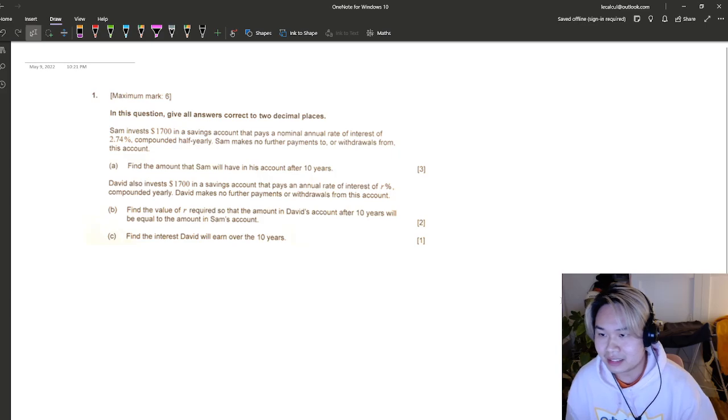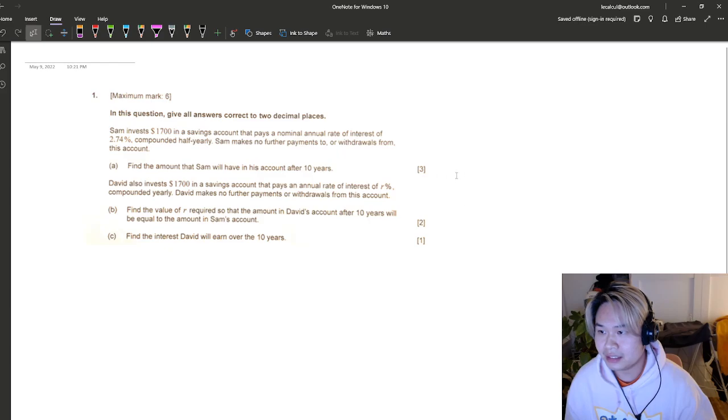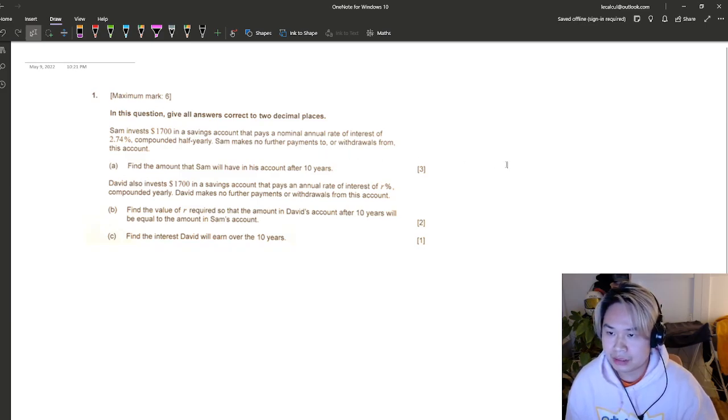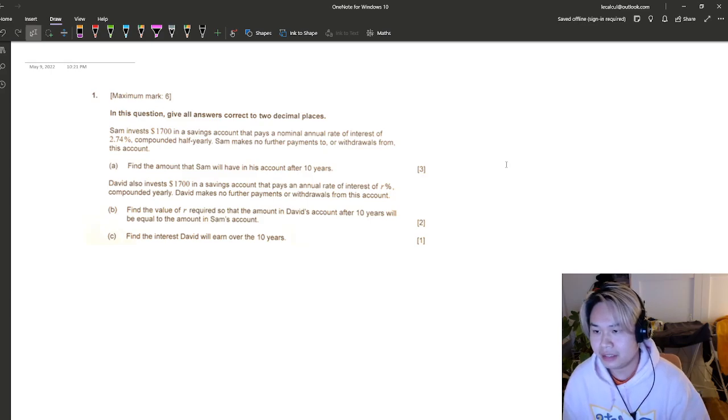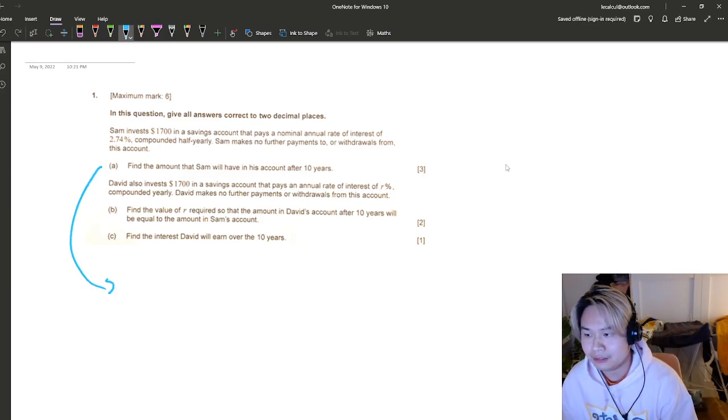And okay, what is this? It looks like interest. So Sam invests $1,700 in a savings account and pays a nominal annual interest rate of 2.74%, compounded half yearly. Sam makes no further payments to or withdrawals from his account. Find the amount that Sam will have in his account after 10 years. Hey, easy 3 marks. We literally have a formula for that.